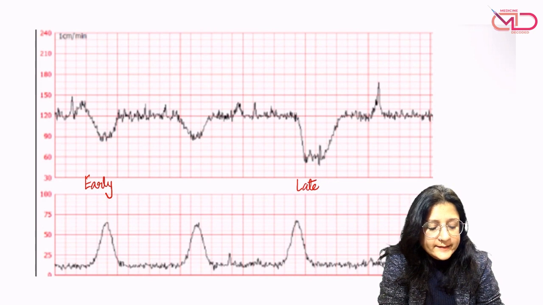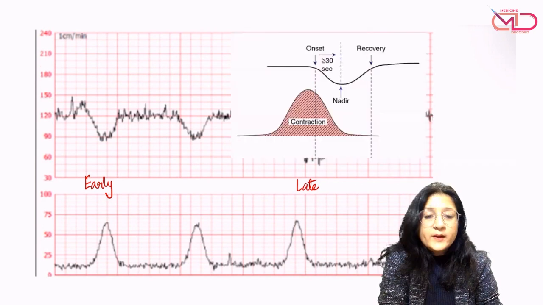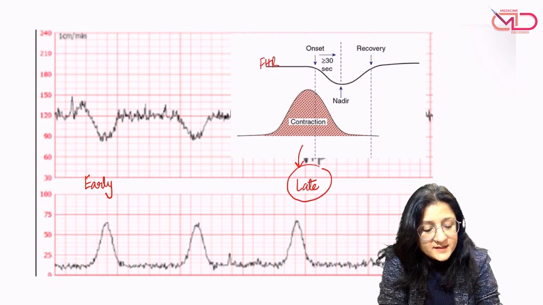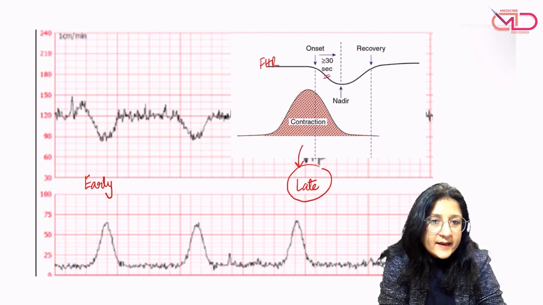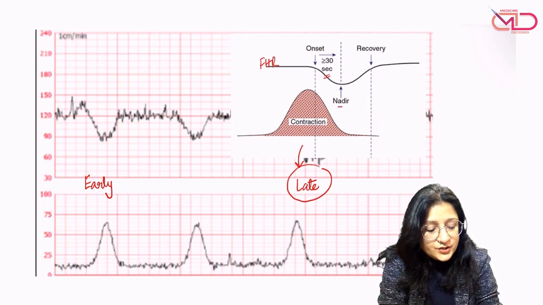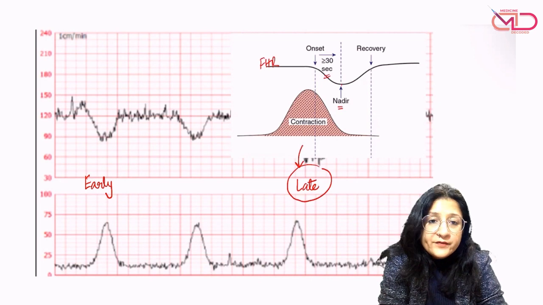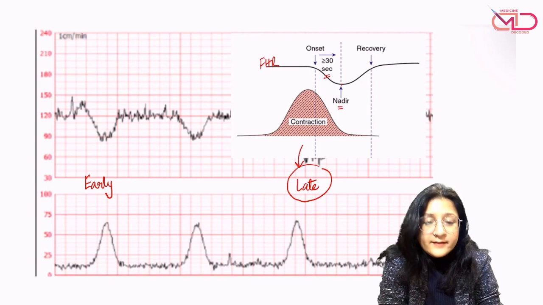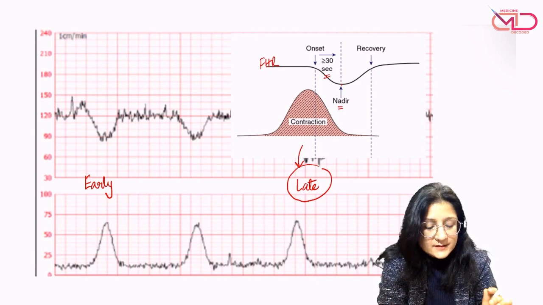To specify in a little more detail, let's have a look at this. The image here is showing a late deceleration. See, this is the fetal heart rate tracing, this is the contraction tracing, and there is a delay of somewhere around at least 30 seconds for the fetal heart rate to reach the lowest point, the nadir. So it is slow and gradual. And the fetal heart rate starts dropping once the contraction is well started, and it recovers late. So this is a typical late deceleration.